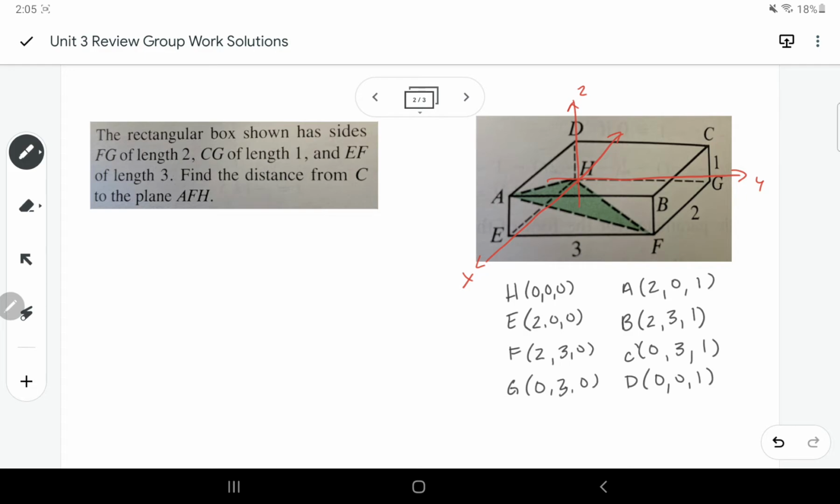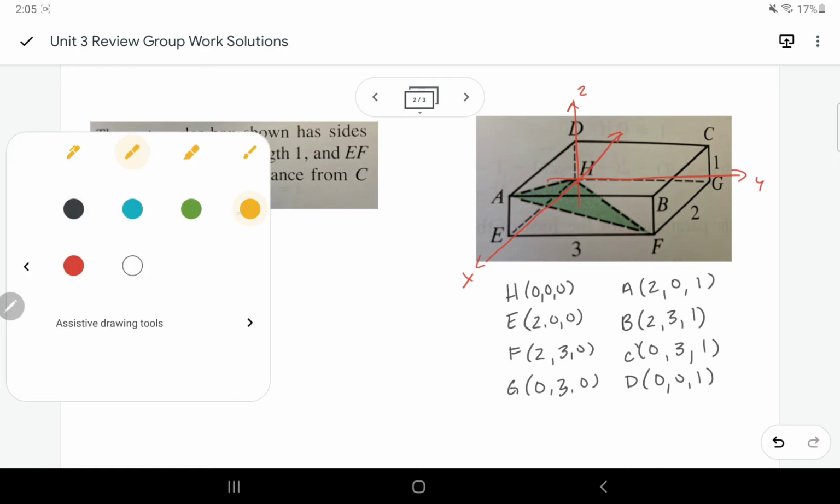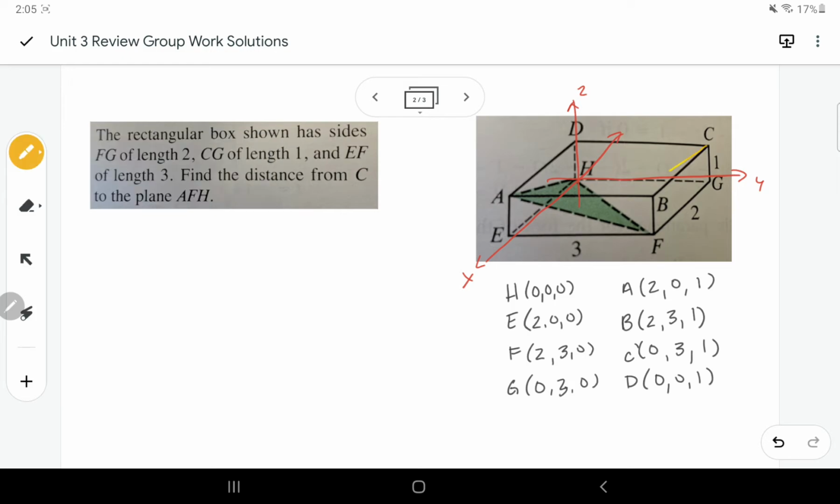So what we're going to do is find the distance from C, from this point here, to this plane AFH. So I want to find this distance in here. To do that, I need to find the Cartesian equation of that plane.